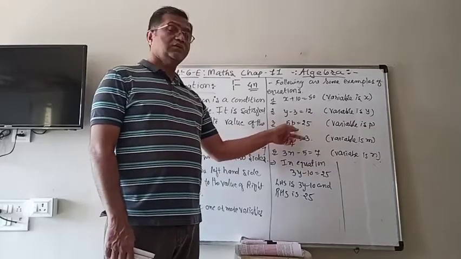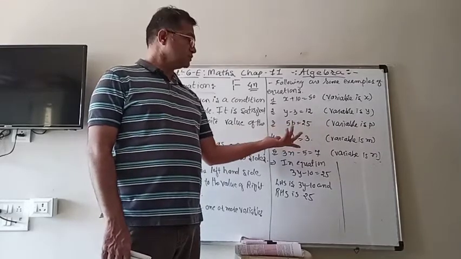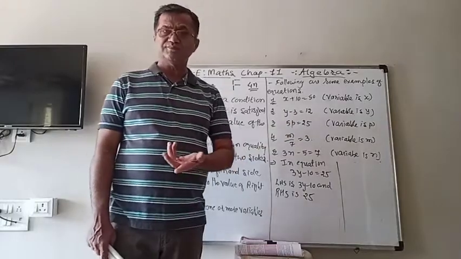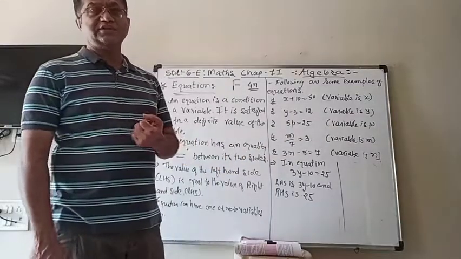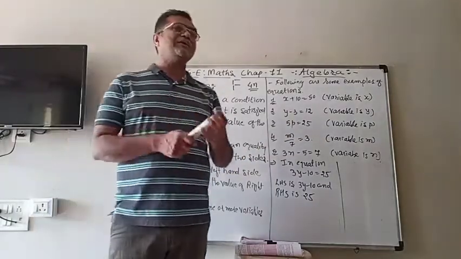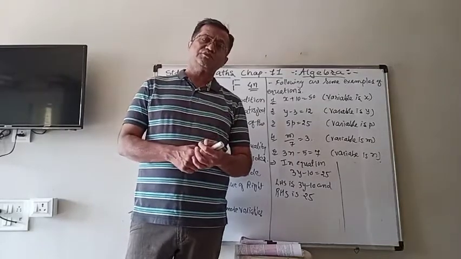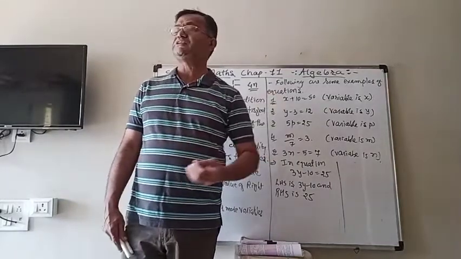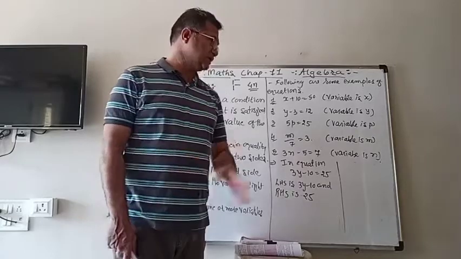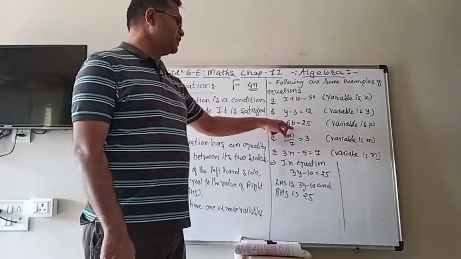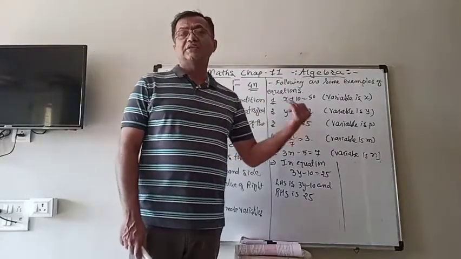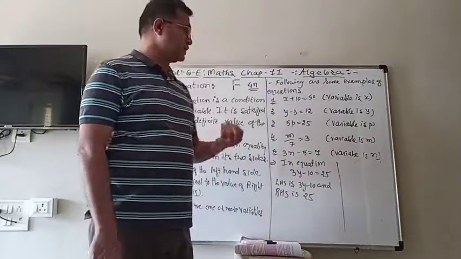It is like the matchstick pattern. 5p is equal to 25. So the condition is that if you multiply the variable p by 5, the answer is 25. And here you can see that if you take p equal to 5, then the condition is satisfied.